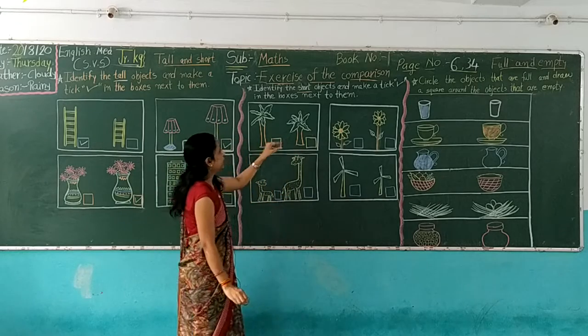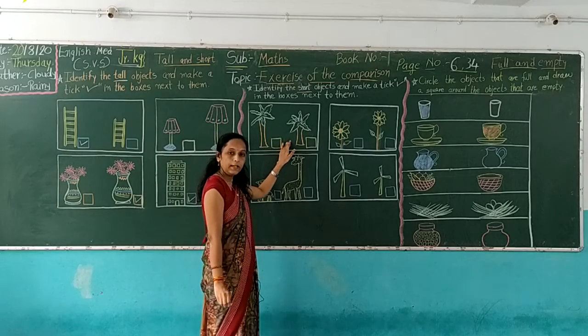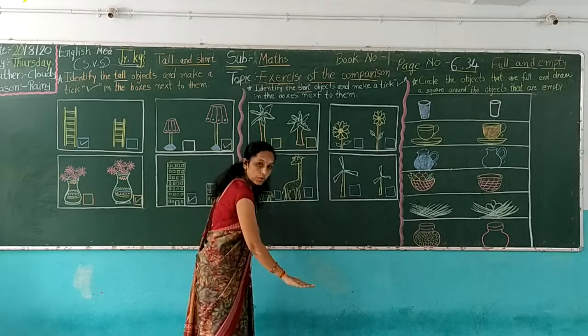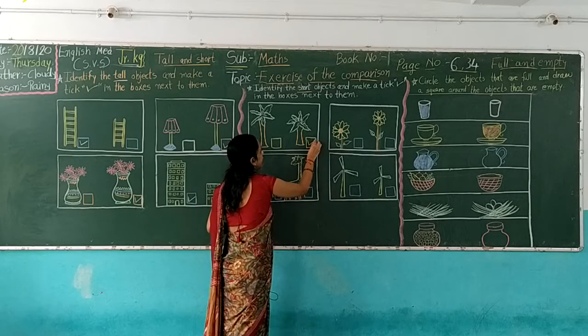Which tree is short? This? No. This? Yes. This tree is short. So tick here, short tree.